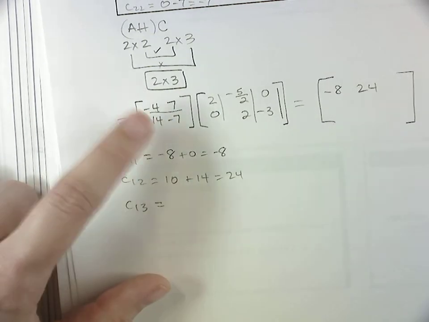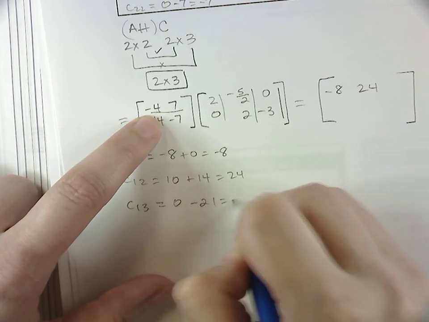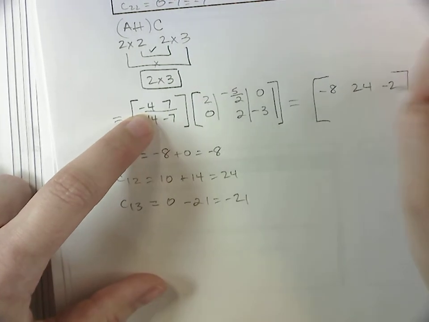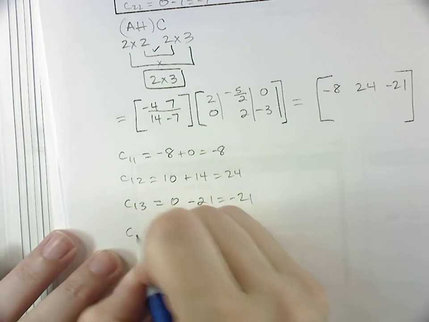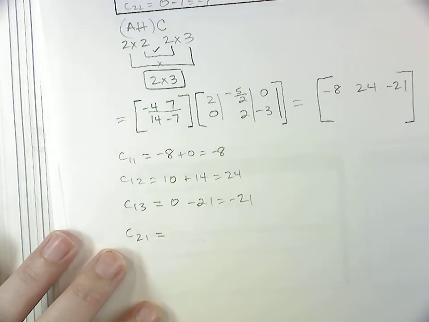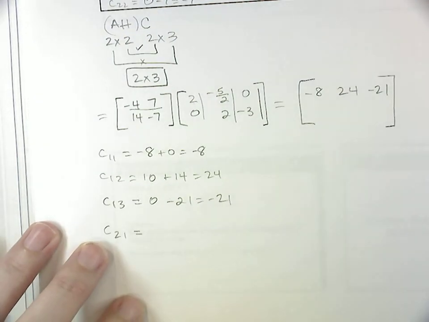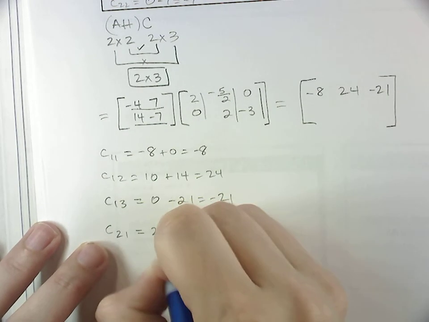And then this one just has one more column. So we're just going to do C to the 1, 3. So this would be 0 minus 21, which would be negative 21. Really for your benefit, don't just copy down what I'm doing. You should be doing this yourself, and then just check to make sure you did it correctly.